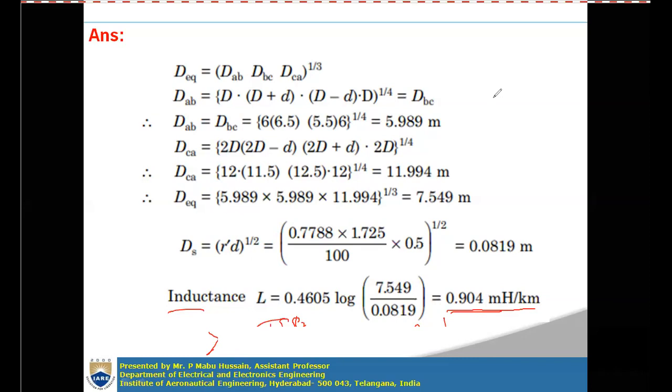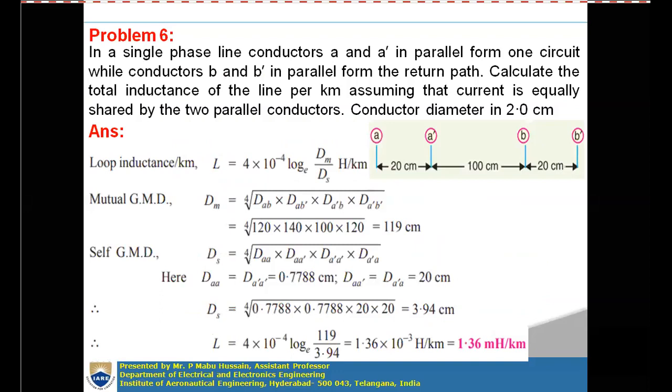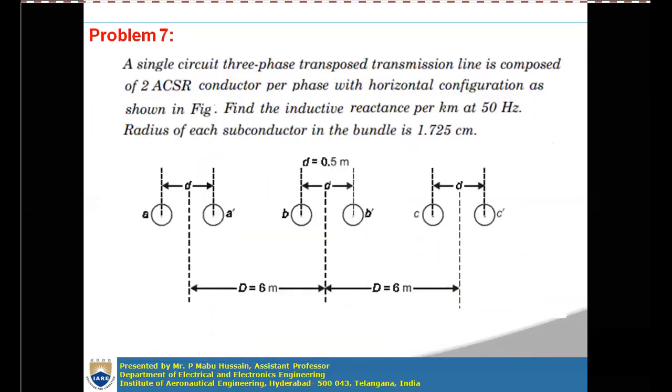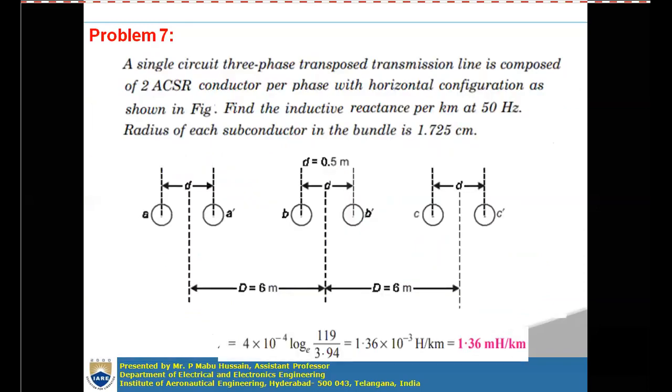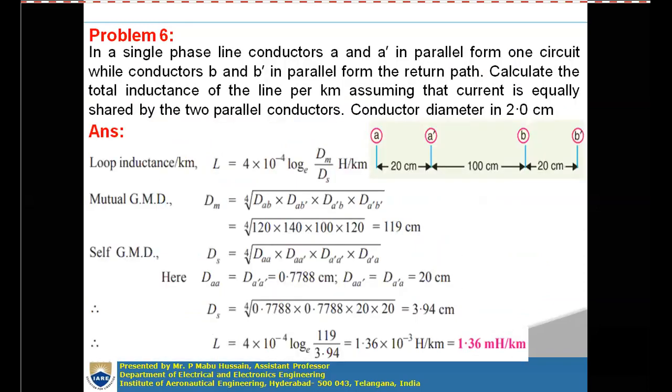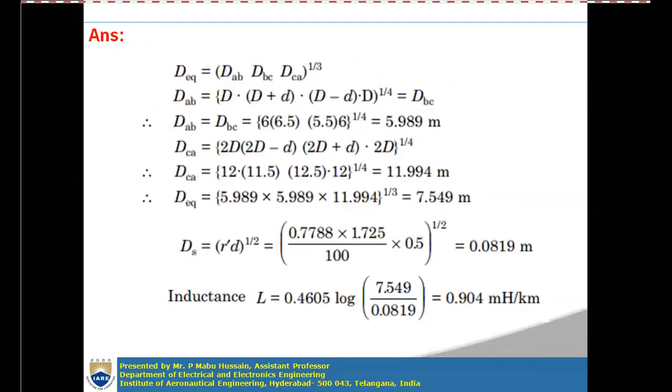Okay, this is how you can calculate the inductance for this problem, and from the inductance you can calculate the reactance also. Problem number 6 and problem number 7, both are single circuit transmission lines. The sixth problem is a single phase line in which you have only two phases. The seventh one is a single circuit in which you have one set of three phase line. Let us go to the eighth problem.